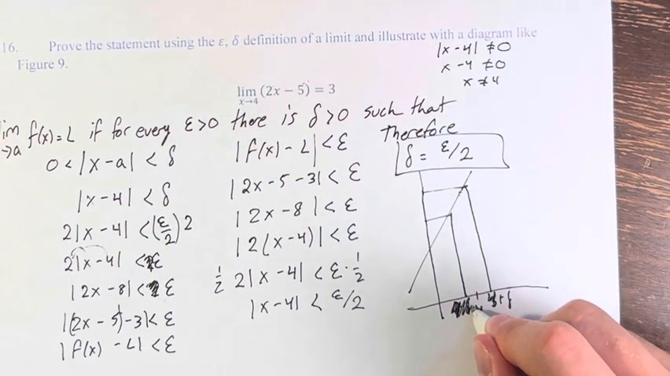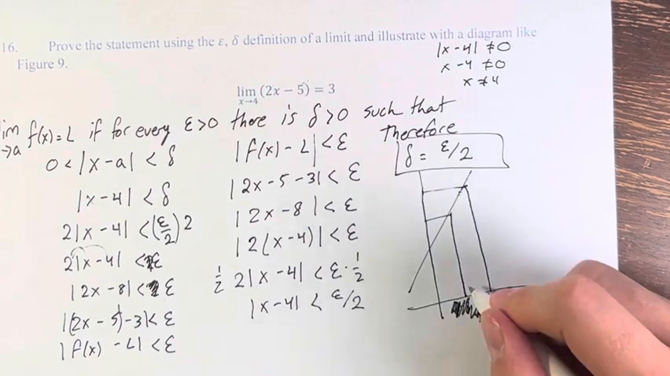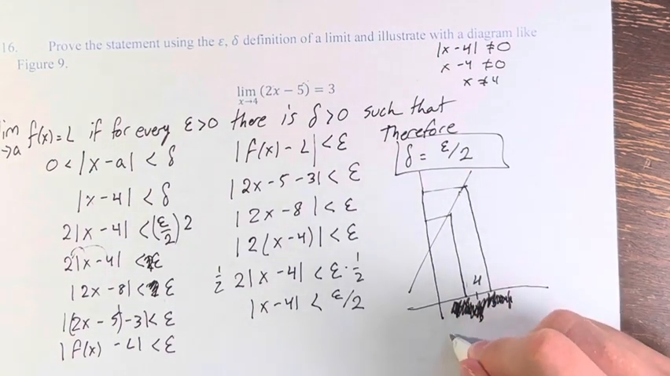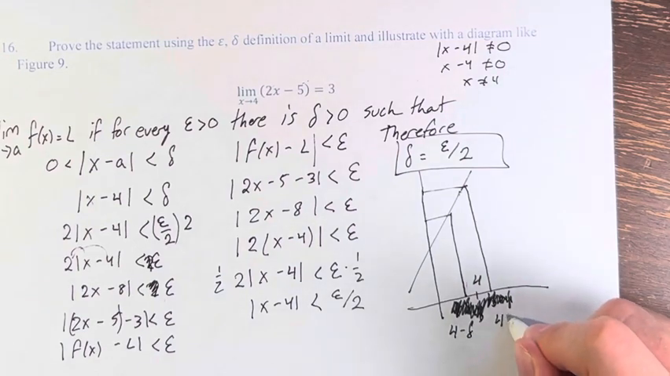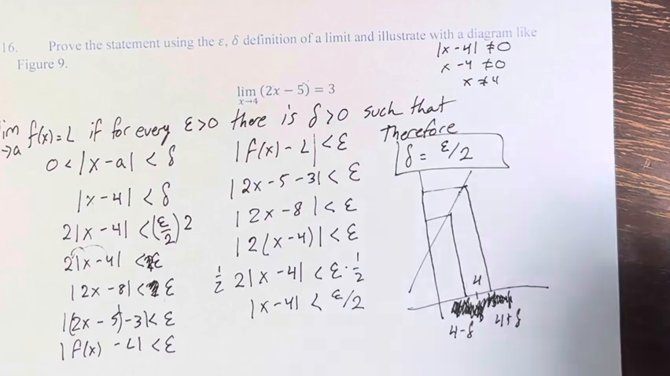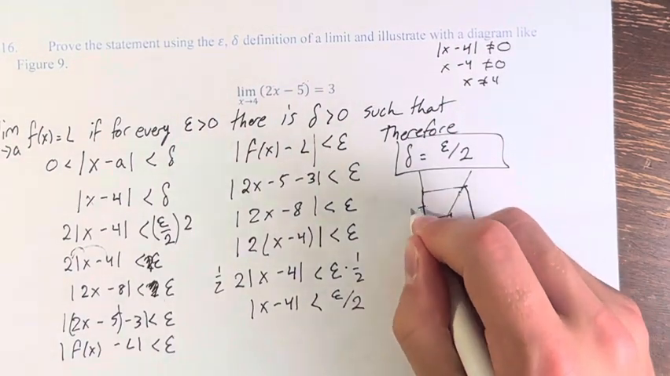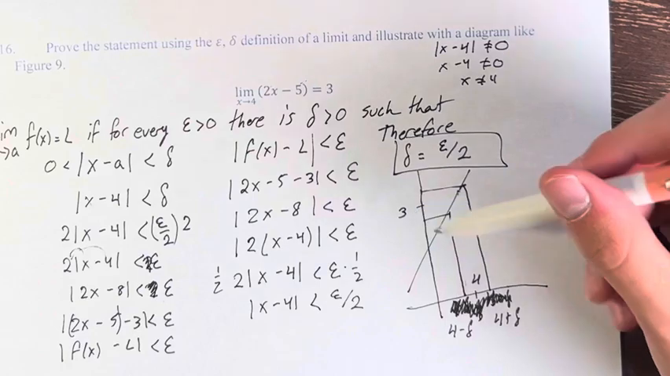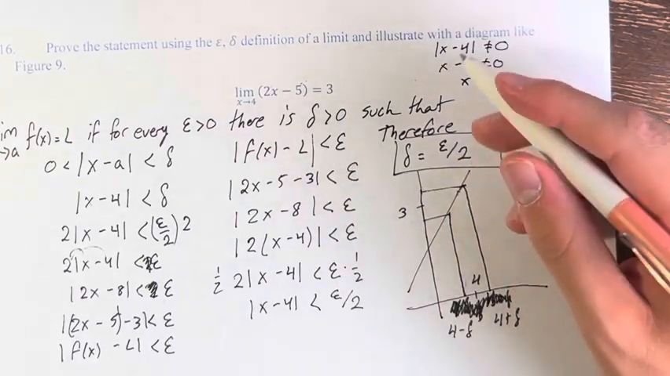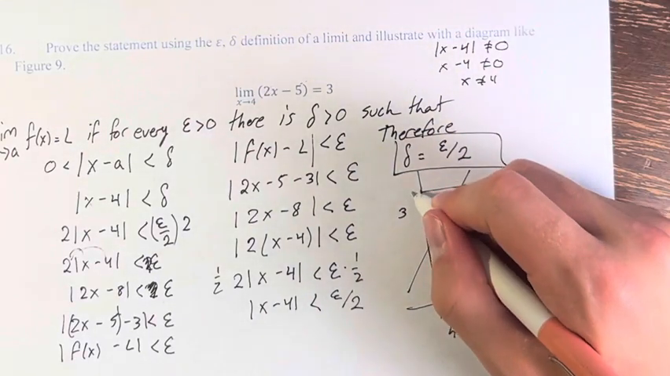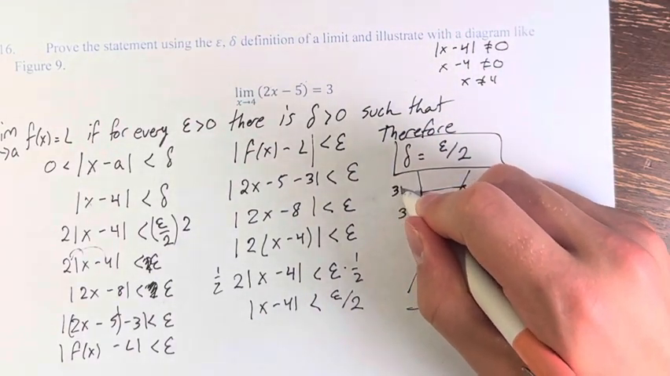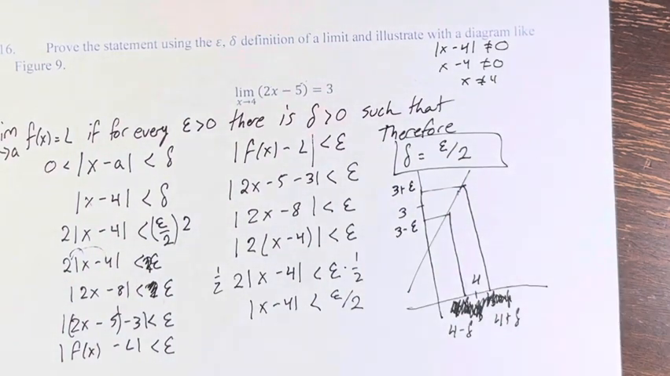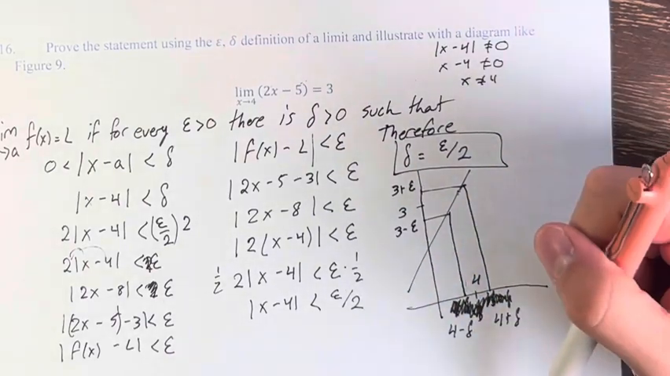I'll just rewrite this to be more clear. We are approaching 4 on the x-axis, and we have these x values of 4 minus delta and 4 plus delta, which correspond to y values approaching a value of 3 on the y-axis. And those values are at most epsilon away. So 3 plus epsilon and 3 minus epsilon. So this is what they mean by illustrating with the diagram.